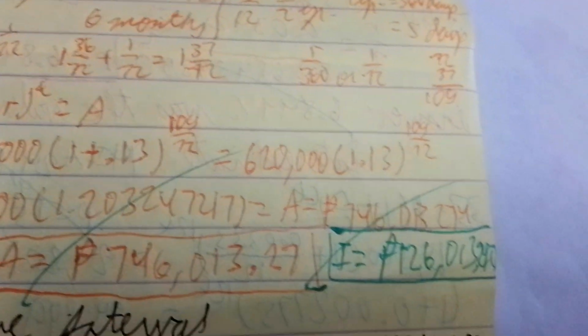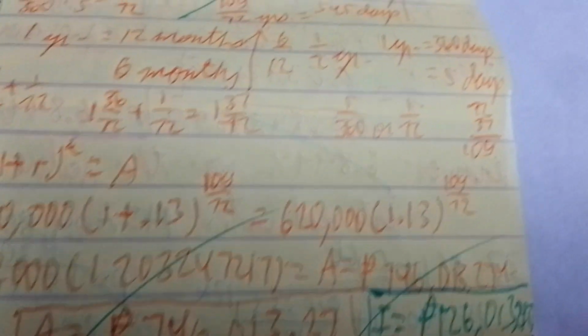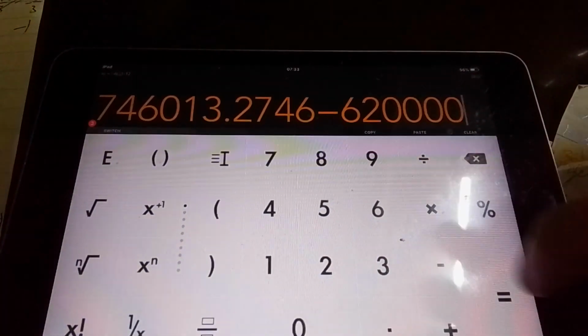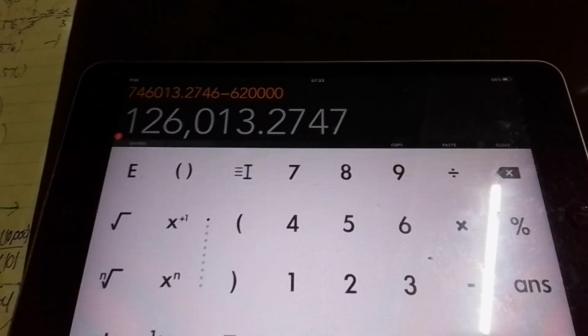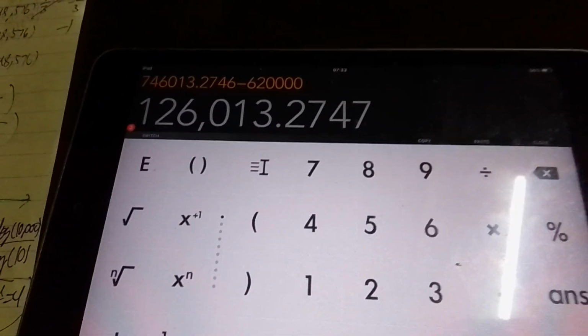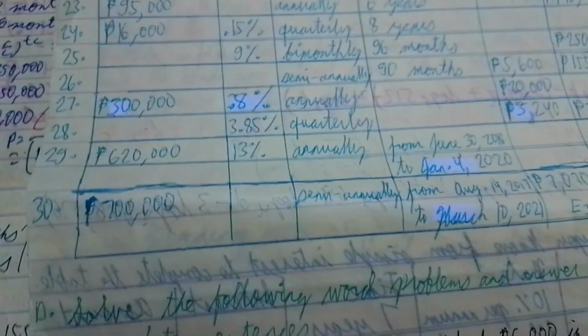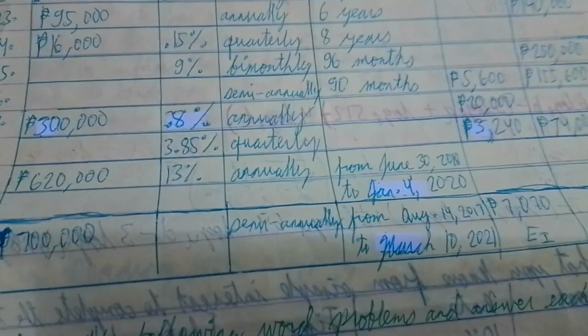To solve for the interest, it's the future value minus the principal. Getting your future value here minus 620,000, you get the interest of 126,013 pesos. And that's it, so that's item number 9. Last but not least, we're going to go to item number 10. This is the last one so we can take a rest.